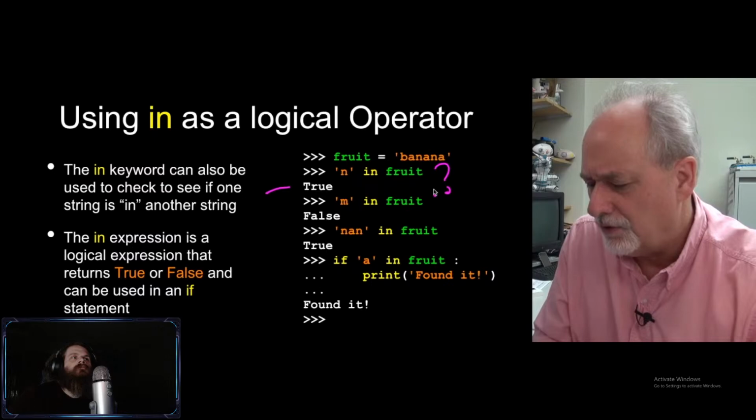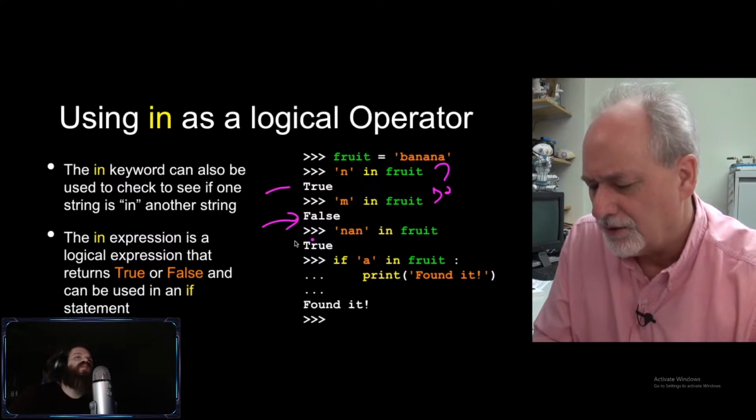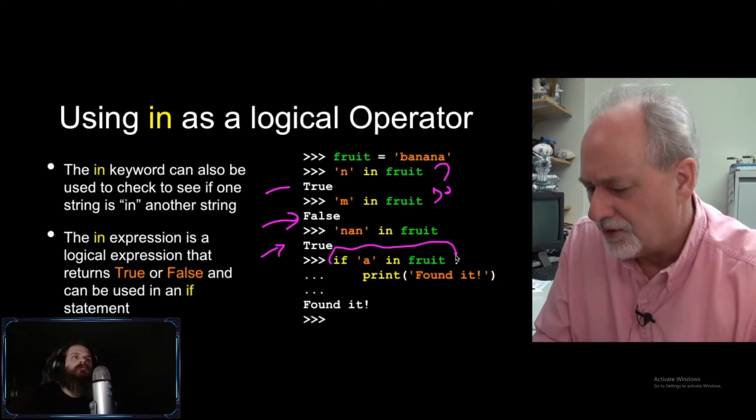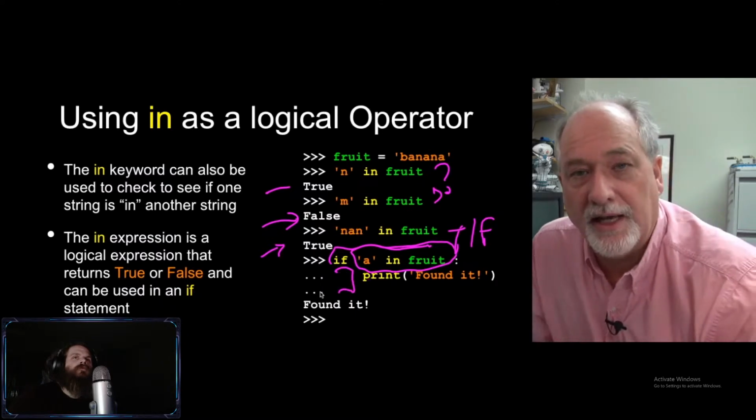Is m in fruit? No, that's the answer to the question. Is nan in fruit? It doesn't have to be a single character, it can be more than one character, and the answer is true. And then you say something like, if a in fruit. This is the logical value that returns a true or a false, and yes, we found it. So that becomes true in this particular case, so it runs the little indented bit.